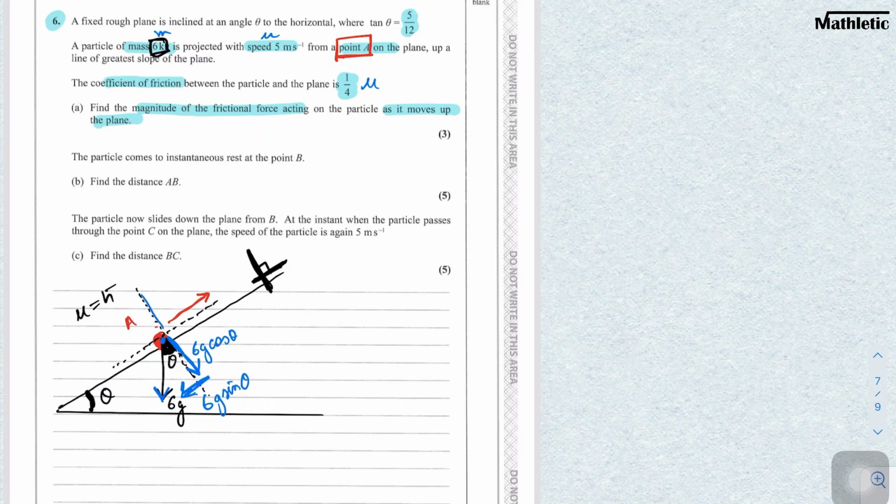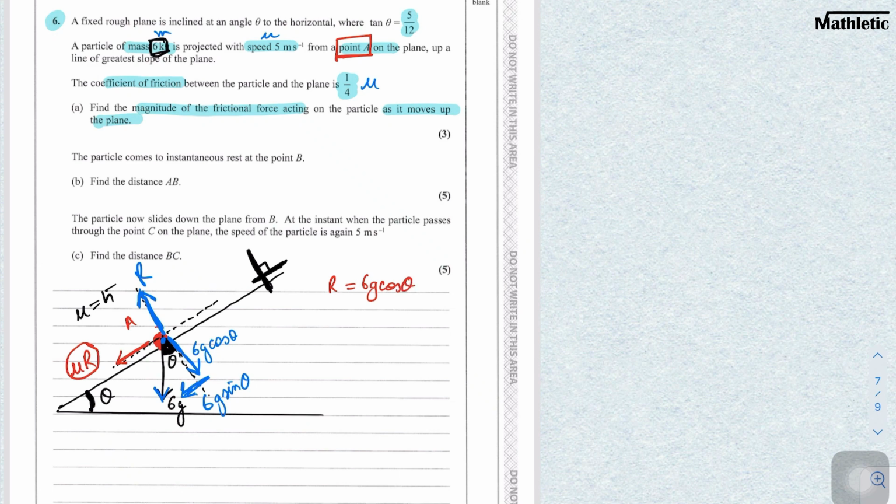Because of the contact between the particle and the plane, there will be a reaction force acting perpendicular to the plane, which we denote as R. Since the particle is moving upward, the frictional force acts opposite to the motion, so it will be down the plane, and its value is mu R. Since there is no movement in the y direction, the upward force equals the downward force. So R equals 6g cos theta.